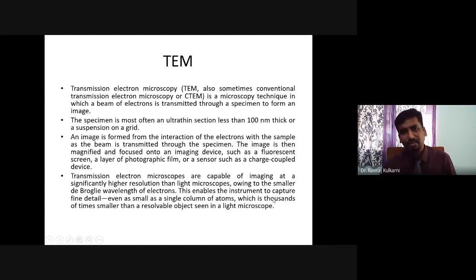This enables the instrument to capture fine details, because the wavelength associated with the electron is much smaller than the size of nanoparticles, so you can easily resolve them. Whereas the wavelength of light is up to 400 nanometers, and we can see only up to 250 nanometers when using light to resolve two specimens.